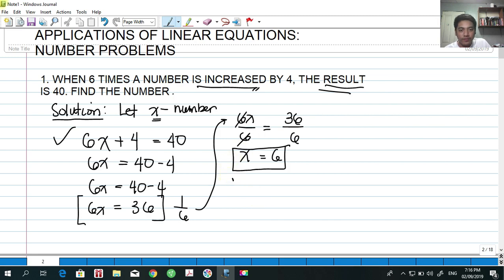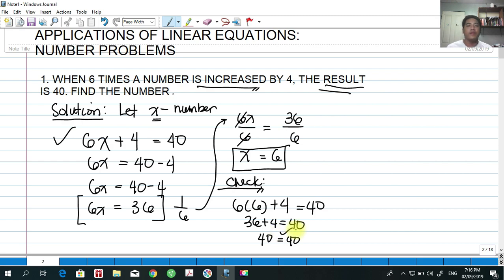To check if we have the correct answer, if we plug in x equals 6 to this equation, the left side of the equation must equal the right side. Our equation is 6x, which is 6 times 6 here, plus 4 equals 40. So 36 plus 4 equals 40, and yes, we got the right answer. 40 is equal to 40.